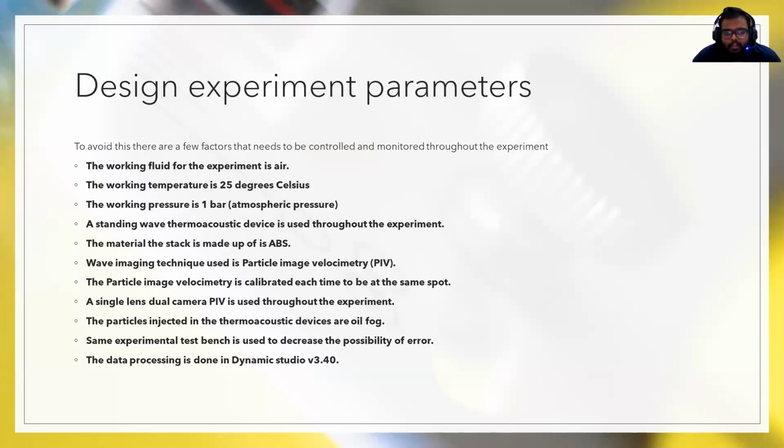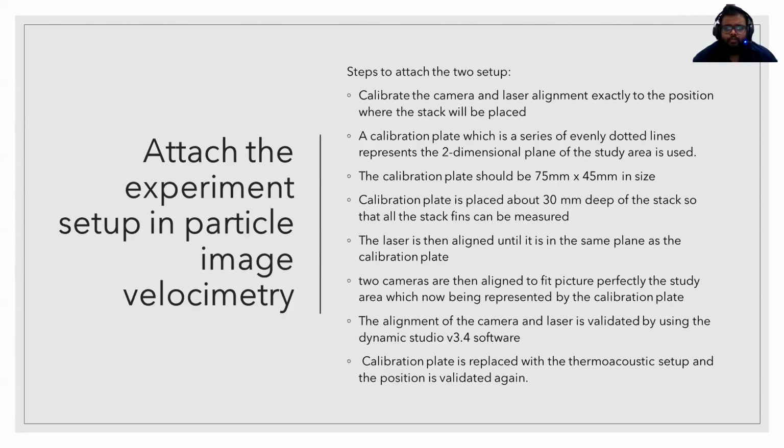Next, a few parameters will be fixed so that the experiment can be more accurate. Some of them are: the working fluid is air, the working temperature is 25 degrees Celsius, the working pressure is 1 bar, an ascending wave thermoacoustic device is used, the stack and the resonator are made from ABS, and PIV is used. Each time the PIV is calibrated at the same spot, a dual lens system is used, silicon oil fog is used, and the same experiment test bench is used, so as to reduce the possibility of error, and the data processing is done in Dynamic Studio 3.4.